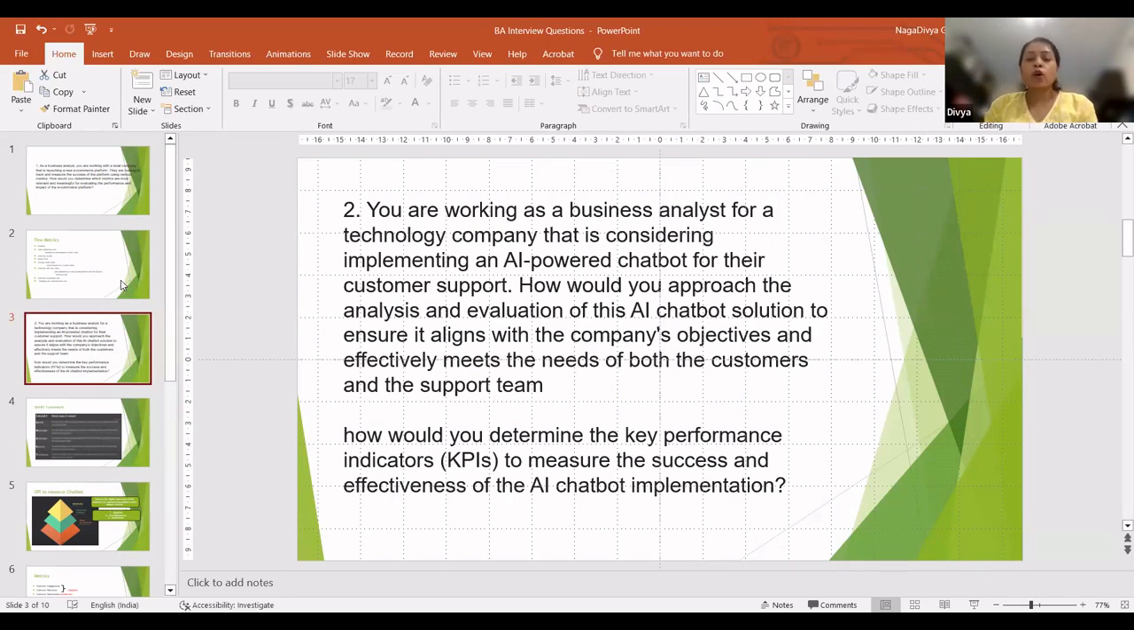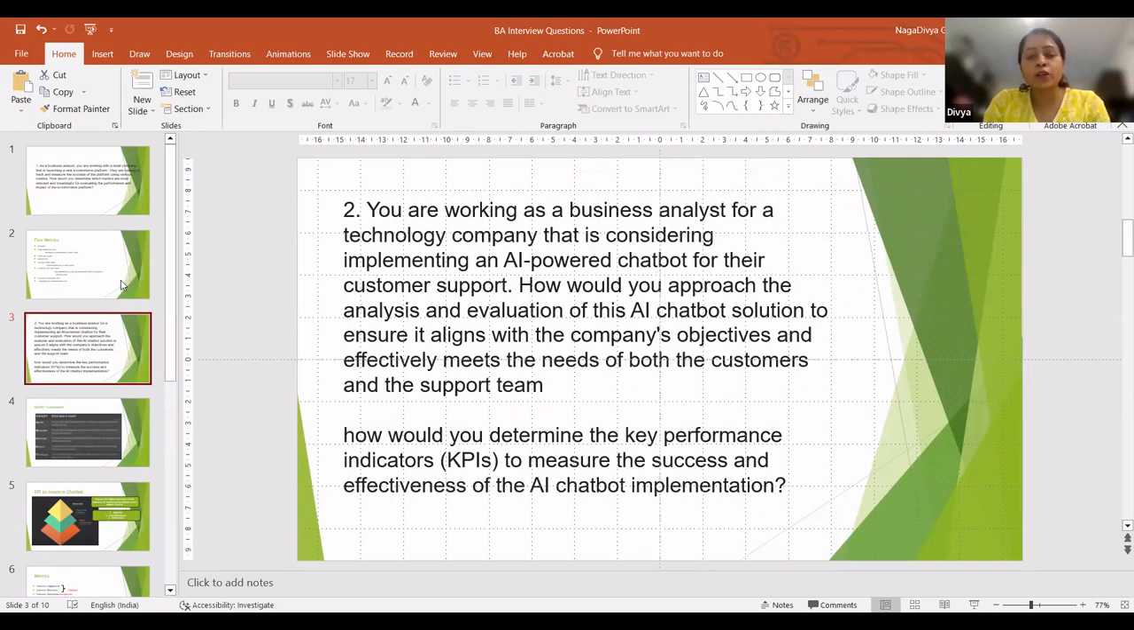So we all know what a chatbot is. That is an AI system which automatically searches the information from various tools or databases it has and provides the answers and solutions for the customer. For that matter, as a BA, if you want to implement any solution or analyze the performance of any implemented solution, you need to understand the company's business and business objective.